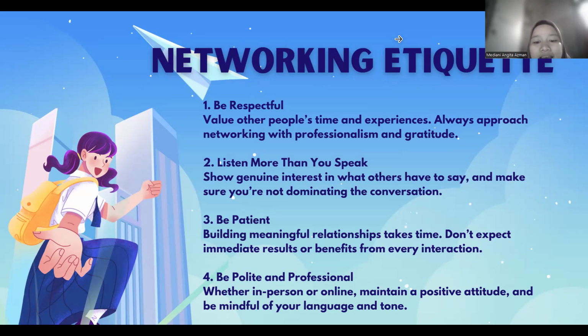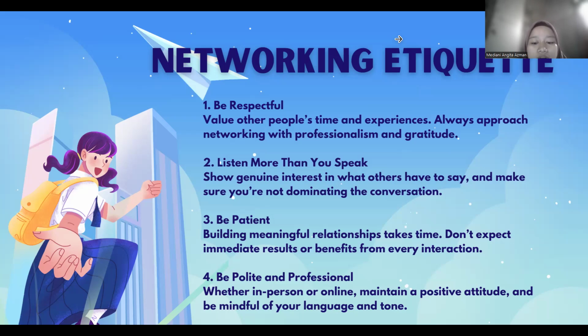The third, be patient. Networking is not about instant gratification. It's about building a network of trust and mutual support over time. Understand that relationships develop at their own pace. Avoid pressuring others for favors or responses, and instead focus on being consistent and authentic. Follow up occasionally to maintain contact, but always respect boundaries.